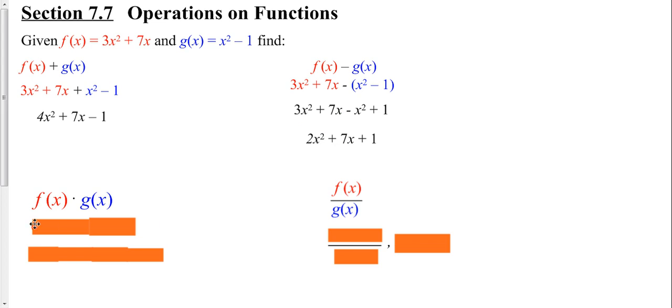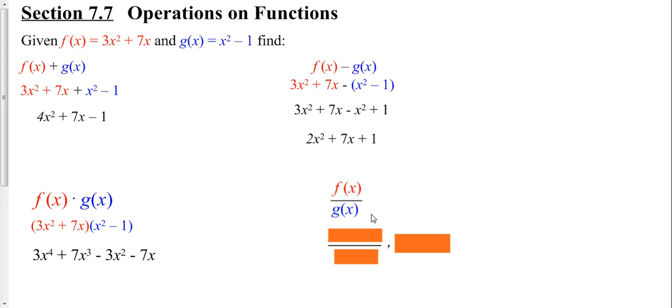Down below here, we need to multiply them together. So we take our red f of x and multiply it by our blue g of x. Then all we have to do is FOIL them out. Multiply the first terms together and we get a 3x to the 4th. Multiply the inner terms together and we get a 7x cubed. Multiply the outer terms together, we get a negative 3x squared. Then we do our last terms, we get a negative 7x, and we have no like terms to combine. That's our answer.